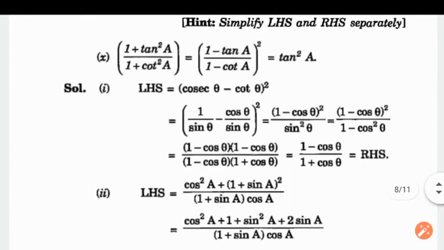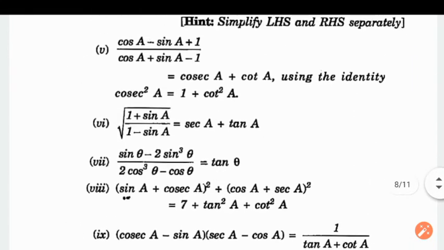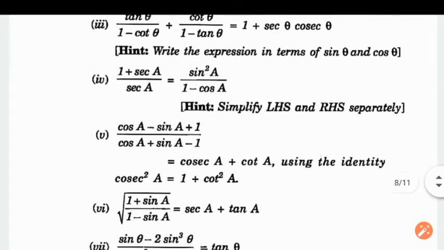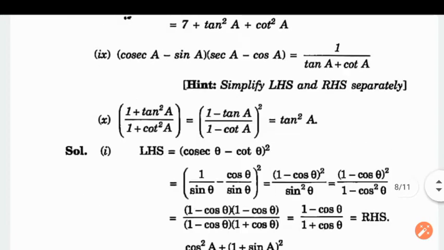Now number 4, here we have 1 plus sec a by sec a. So separately we will simplify LHS and RHS and we will prove this. Now in this question I am going to take RHS first. See the solution.